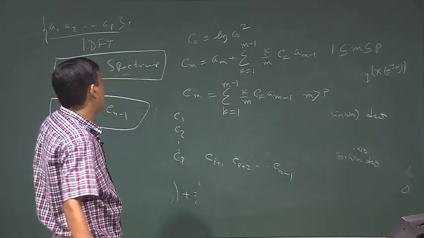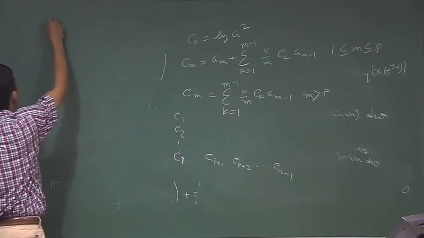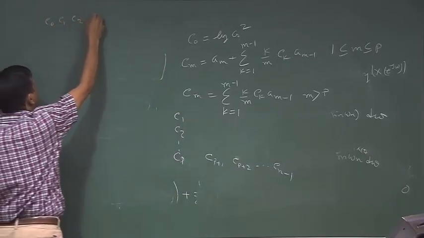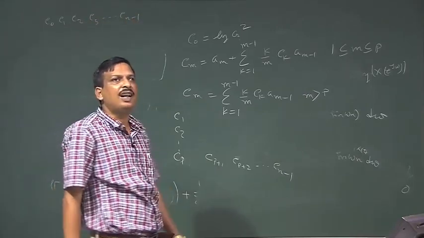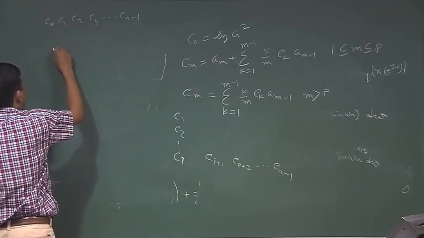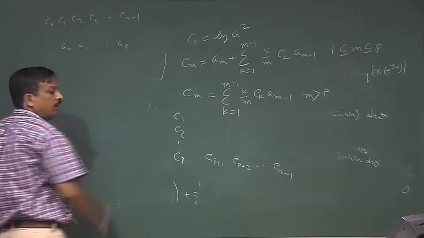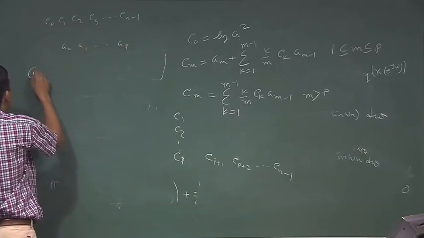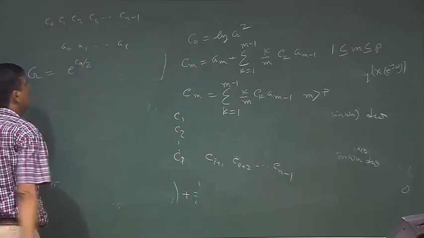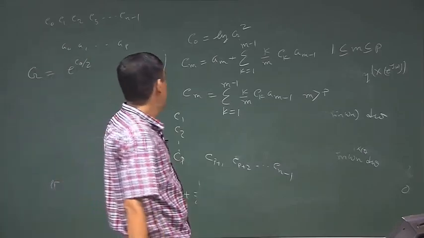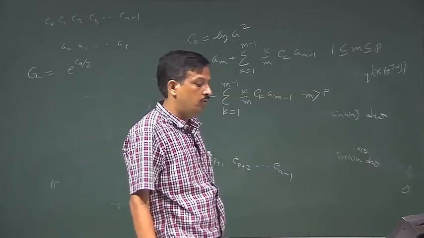Similarly, the reverse is also possible. If I know the Cepstral coefficients C0, C1, C2, C3 dot dot dot Cn minus 1, then I can calculate the p order LPC coefficients, so A0, A1 dot dot Ap. How do I do that? In that case, gain is nothing but G equal to e to the power C0 by 2. This is the inverse; C0 is equal to log G square.